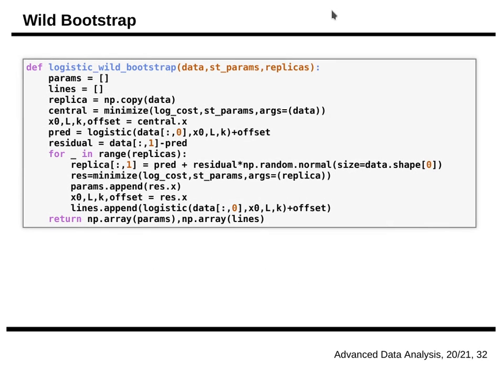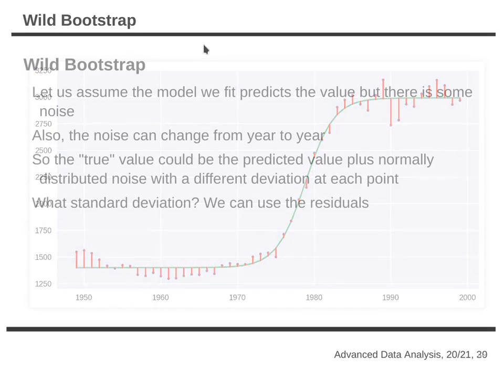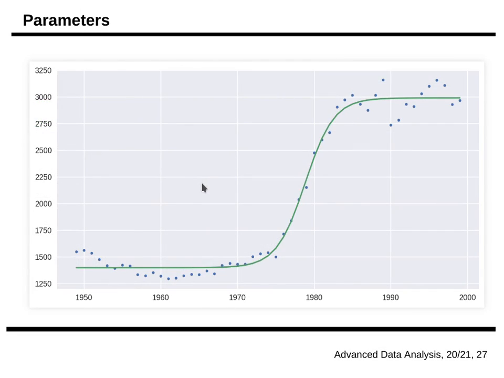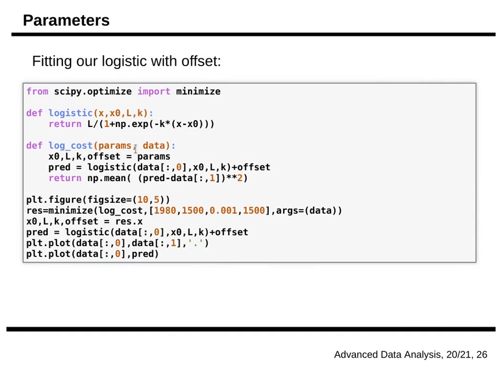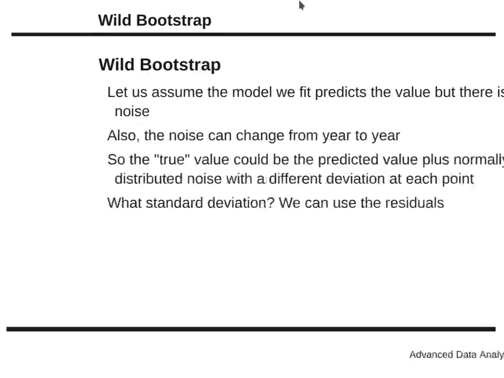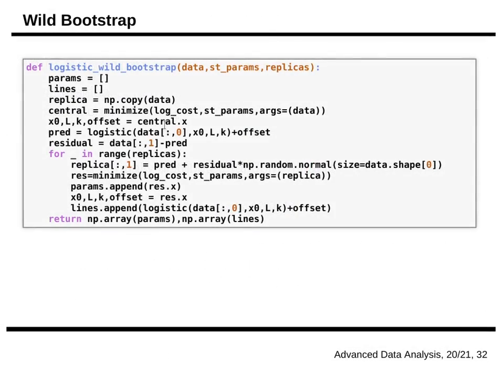Okay, so here's the implementation to do wild bootstrap with this logistic function that we're trying to fit. We're going to create a matrix for the replicas that is just a copy of our data. So we have the same size and the same values of x, because when we compute the actual curves, we need to provide the whole data to the cost function. So we're going to create a new matrix to store the replicas.